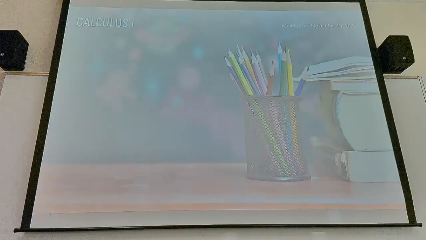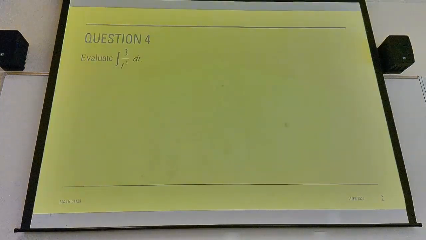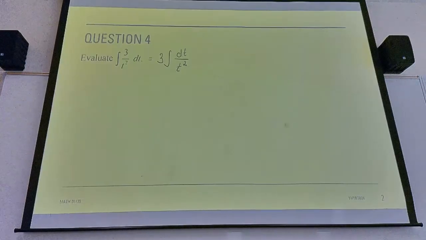I believe we should finish up with antiderivatives. First, let's factor out that 3. What do you want to do?